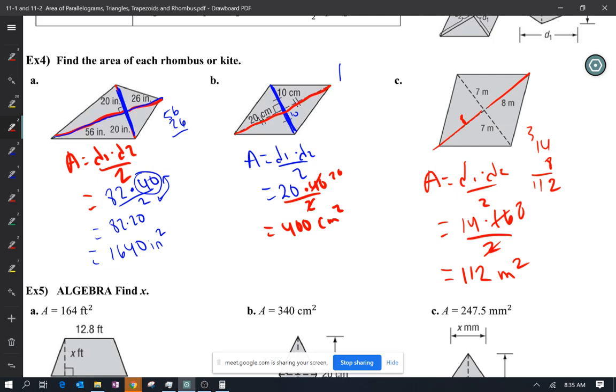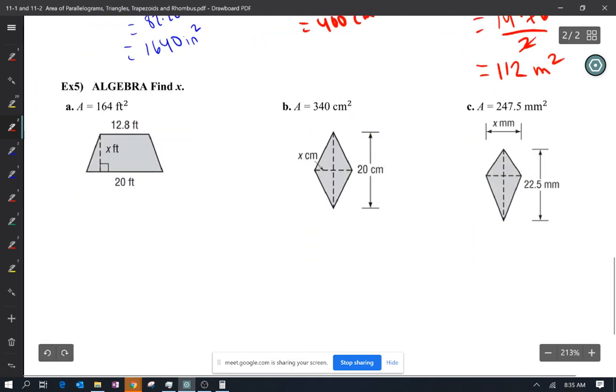Okay, and just incidentally, sometimes they'll give you this side length. They'll tell you what this is, and they won't tell you what this is, but you can use the Pythagorean theorem to figure out what that triangle is. So sometimes they'll hide it from you, so just be ready for that, okay? All right, last set of problems.